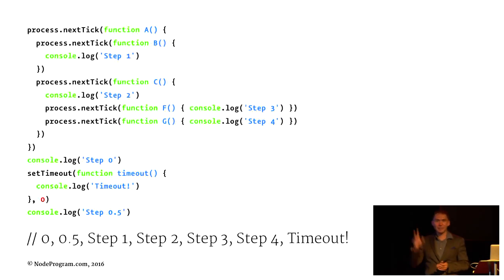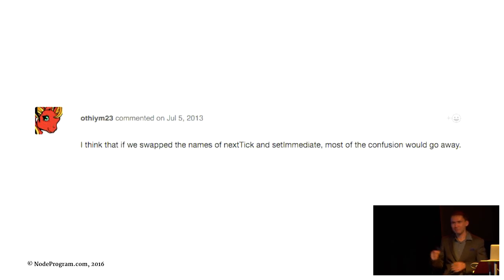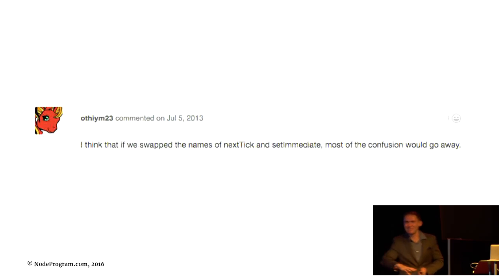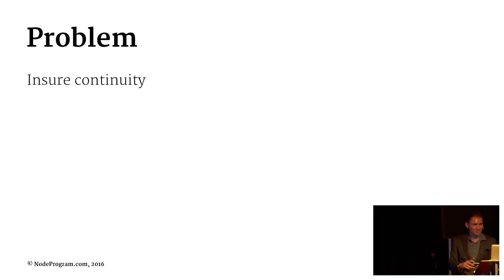So this is, in fact, just 2 cycles of the event loop, because process ticks will stay on the same cycle, right? And there's some confusion. In fact, maybe they should have named it differently, right? Because nextTick is actually this tick, and setImmediate is the next tick. It's not immediate, right? So this is one of those inconsistencies.